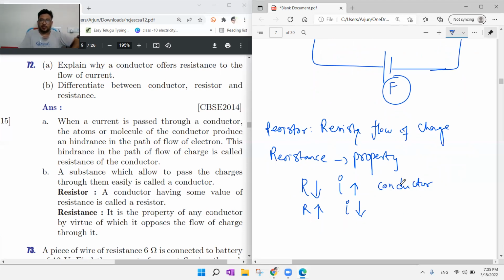So a conductor has the property of least resistance so that it can pass current so easily through it. And alloys will have huge resistance so that they pass the least amount of current and heat is generated. So like that we have to write the definitions for resistor, conductor and resistance.